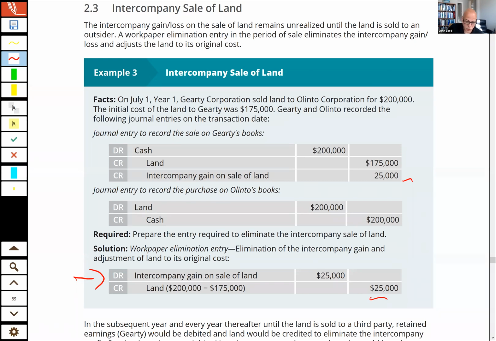This was one of the problems that I think it was Enron was having, is they were treating entities that were affiliated to them as though they were unaffiliated and not eliminating things that they should have. And it made things look better. You can't start selling stuff to yourself at a gain. So we eliminate that gain, bring the land back down to what it was originally carried at, the 175.